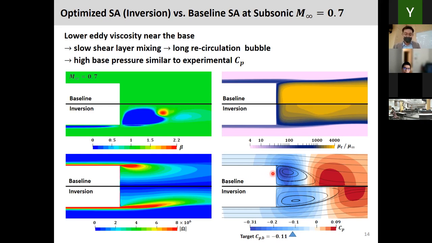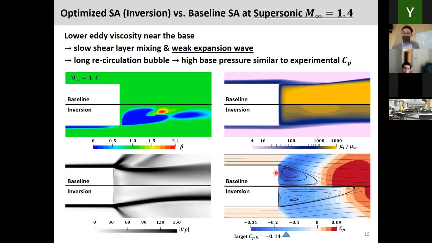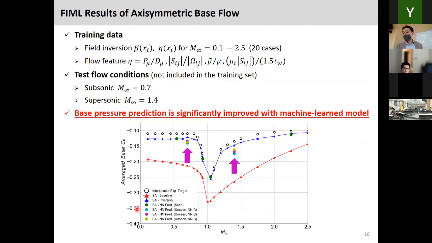Similar story for the supersonic case, where I have just added the numerical schlieren image. In the field inversion optimized flow field, we have a long recirculation bubble and this small curvature in the base that gives us a weaker expansion wave. All right, that was the field inversion case.